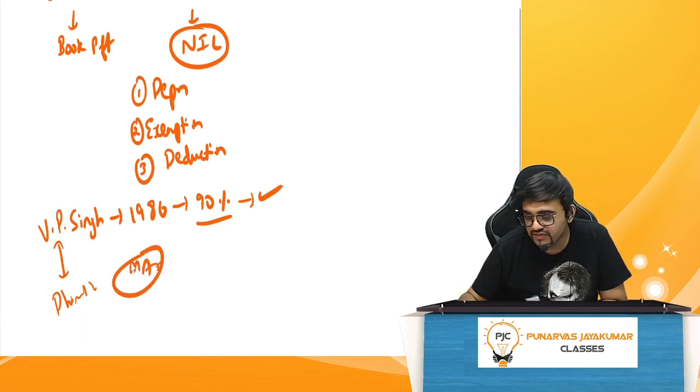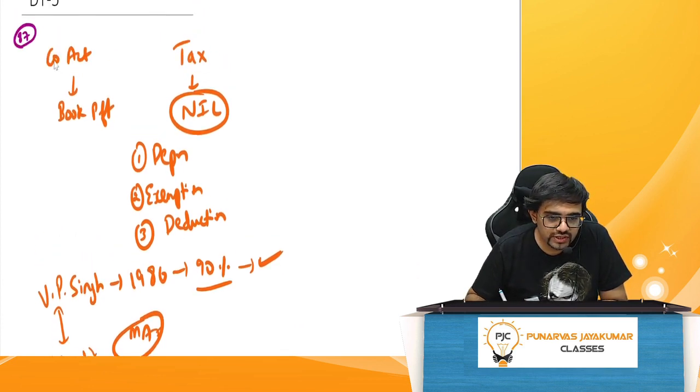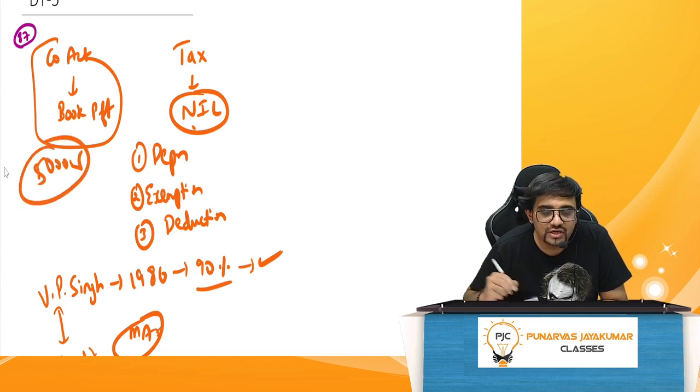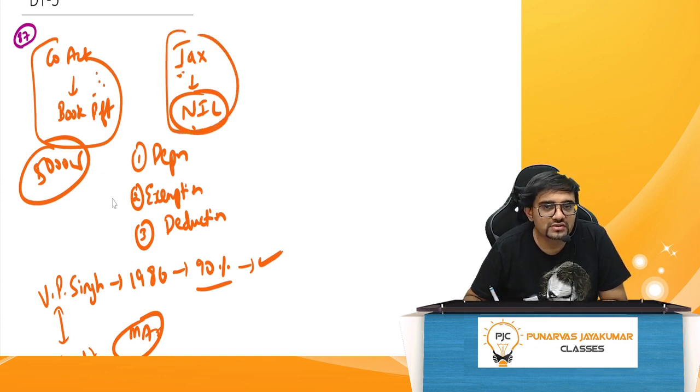Imagine, VP Singh way back in 1986. He said, under the Companies Act, you are showing super profit. Here you are showing 5,000 crore profit. Here you are showing nil. I'm missing out on this. So he said, you should pay tax on either of the two. Either this, if this is nil, or here you should pay.